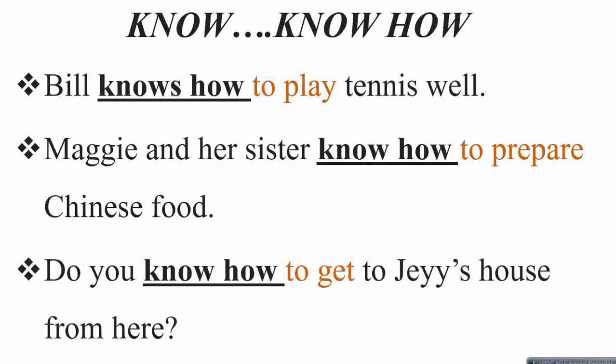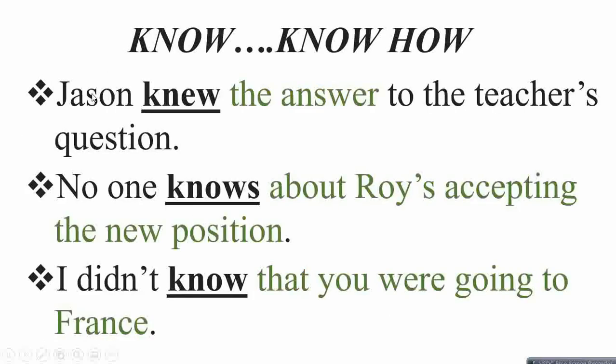Do you know how to get to Jay's house from here? So again, know how followed by a verb in the infinitive form. Now starting off with another example which is regarding know. Jason knew the answer to the teacher's question.